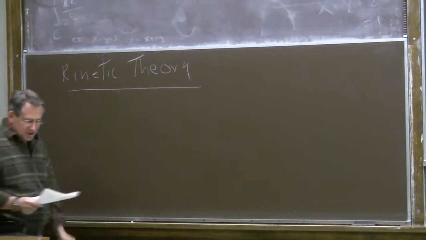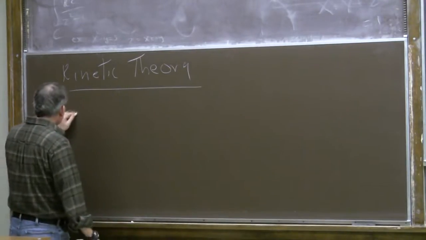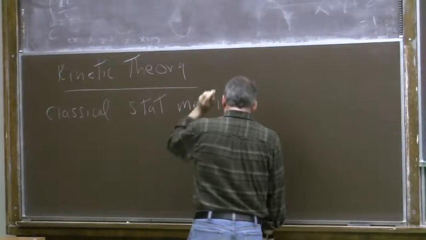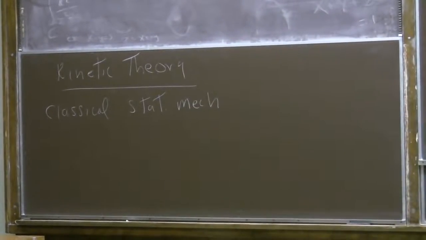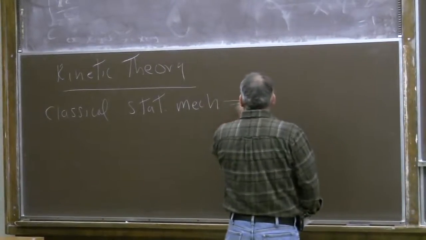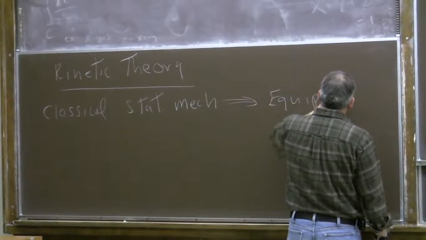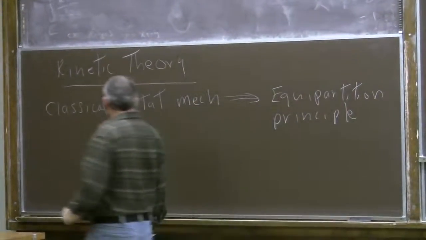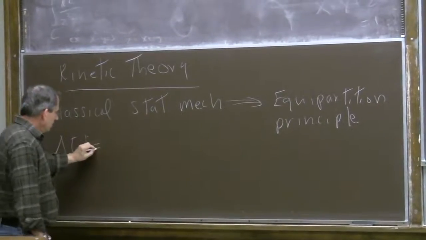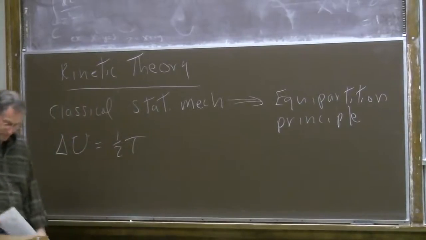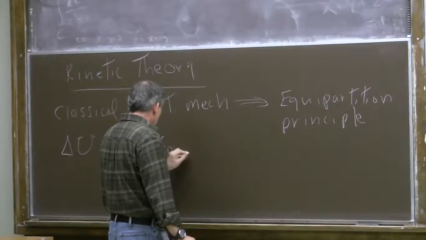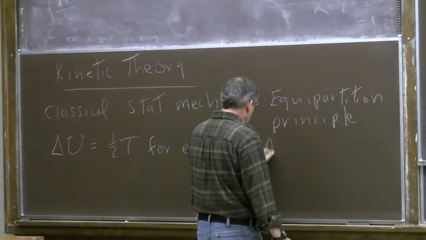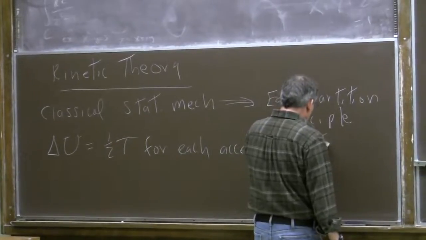So last time we talked about classical statistical mechanics. In fact, most of what we're going to say about kinetic theory will be classical. And in particular, we saw that in classical statistical mechanics, there is an equipartition principle. And what it says is there's a contribution to internal energy of 1/2 temperature associated with each accessible quadratic degree of freedom.